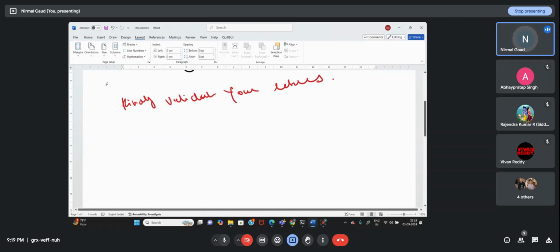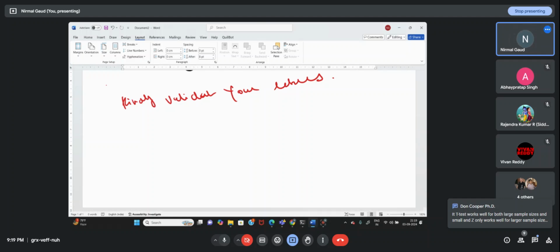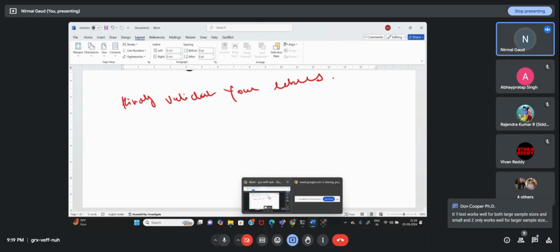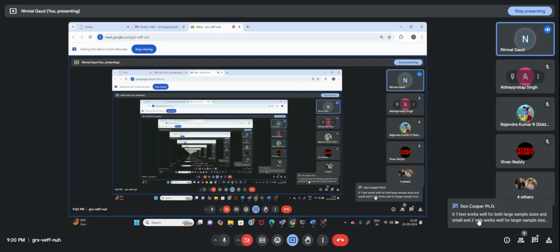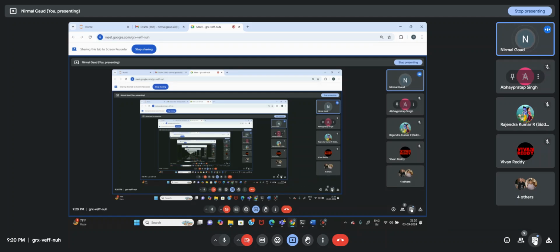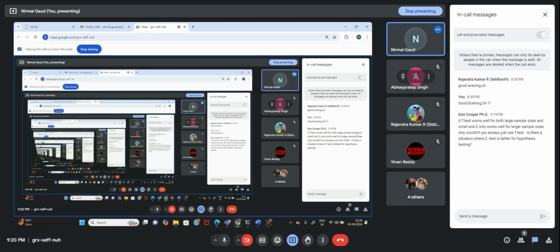It may happen that they will give you a problem statement. If the t test works well for both samples, and z only works for the larger samples, why wouldn't we just use the t test? Is there any situation for a z test or a better hypothesis?